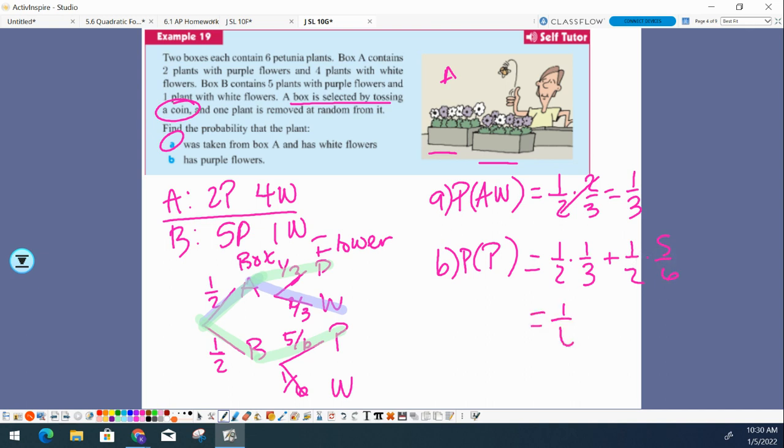Now we just multiply our fractions. 1/2 times 1/3 is 1/6. 1/2 times 5/6 is 5/12. So get a common denominator. 1/6 is 2/12, plus 5/12 is 7/12 total.